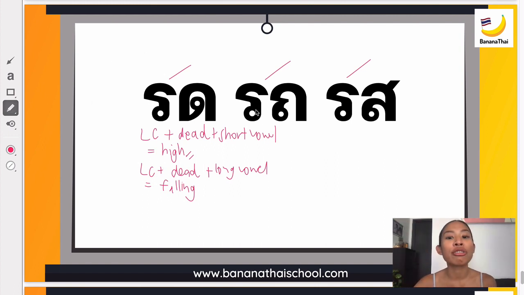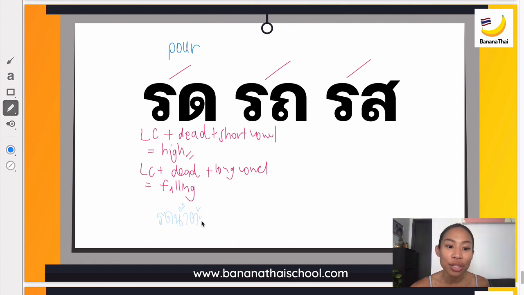You already know how to read these words. But these 3 words are different. The first word, รด, rot with ดอเด็ก ending, means to pour. Pour water on something. For example, รดน้ำต้นไม้.